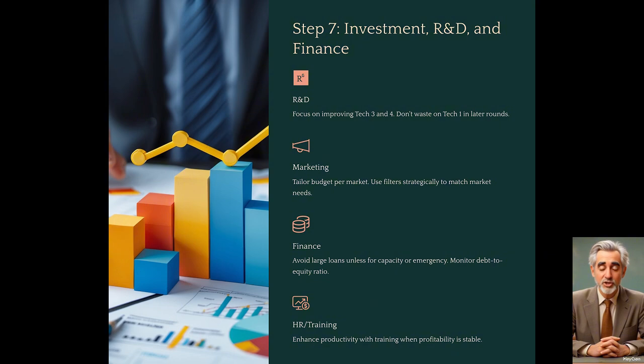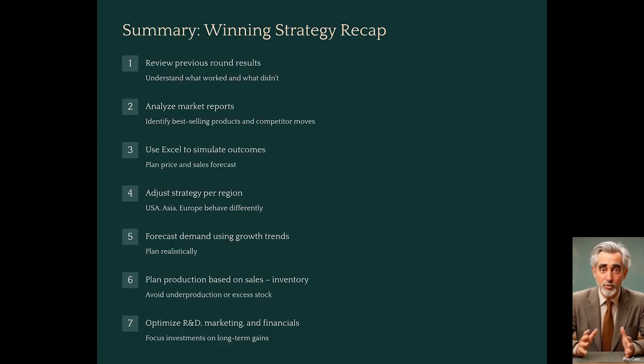Summary, winning strategy recap. Let's summarize the 7 key steps to win Cesim Global Challenge. 1. Review previous round results, understand what worked and what didn't. 2. Analyze market reports, identify best-selling products and competitor moves. 3. Use Excel to simulate outcomes, plan price and sales forecast.